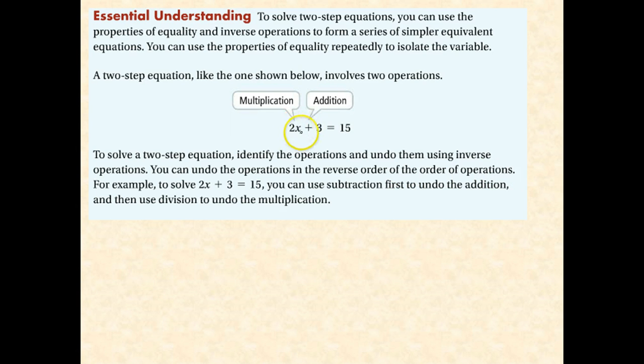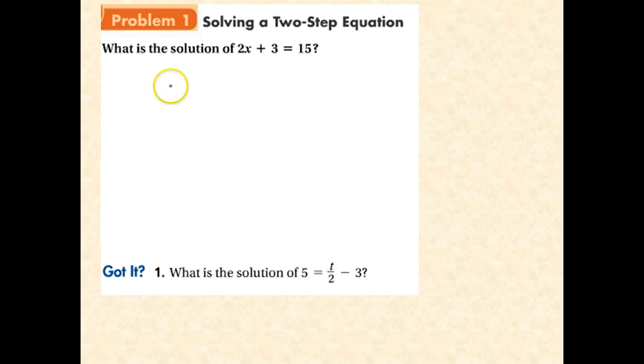So if you look at your variable here, you're being multiplied by 2, and then we're adding 3. Order of operations would say you do multiplication before addition. So the opposite of order of operations says we're going to undo the addition, and then we're going to undo the multiplication. Alright, so let's do that.